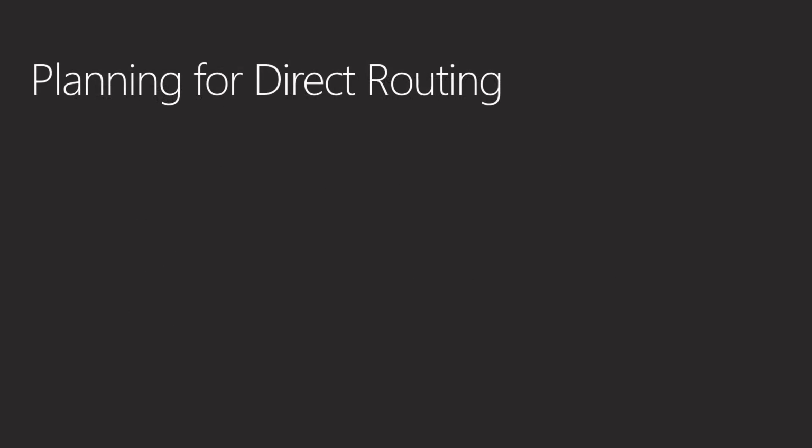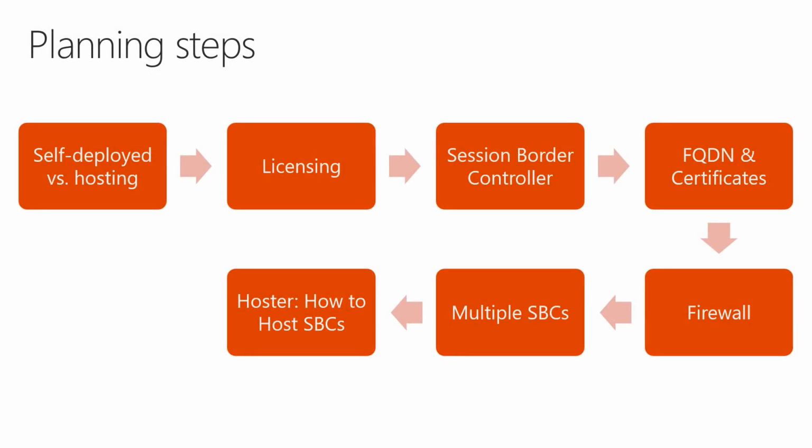So how can you plan for direct routing? There are a couple of important steps that you need to be looking at. First, do you even want to host the SBC yourself, or do you want a hoster to run the SBC for you? You need to look at the licenses that you need for direct routing. You need to evaluate what session border controller to use. You need to configure an FQDN for certificates. You need to configure your firewall. You need to think about if you have just a single SBC or multiple. And if you are someone who is actually a partner and wants to host SBCs, then we have some information on how that can be done.